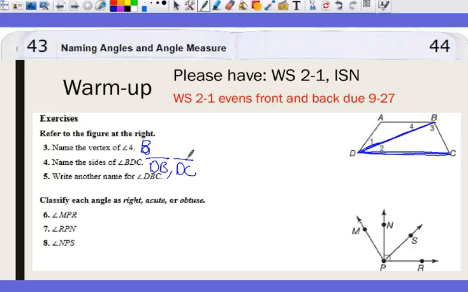All right. Write another name for DBC. DBC. So, which number is sandwiched in there? Angle 3. There's another answer. What's the other answer? CBD.